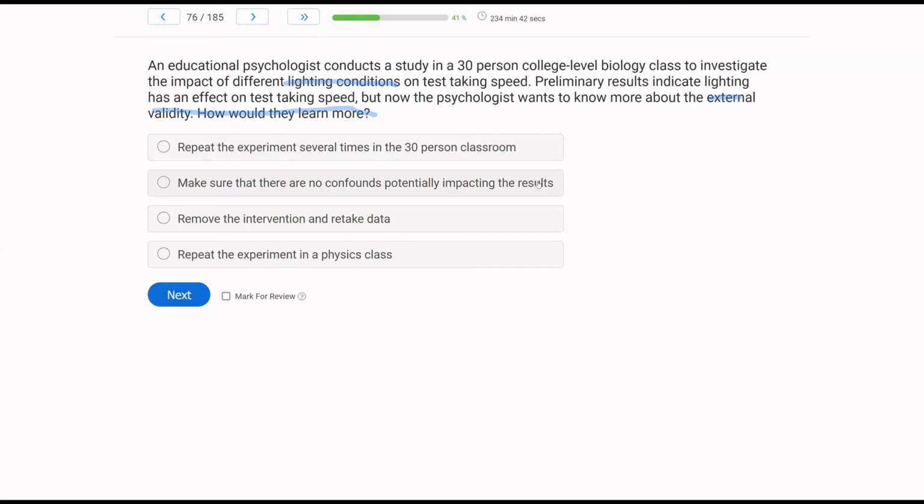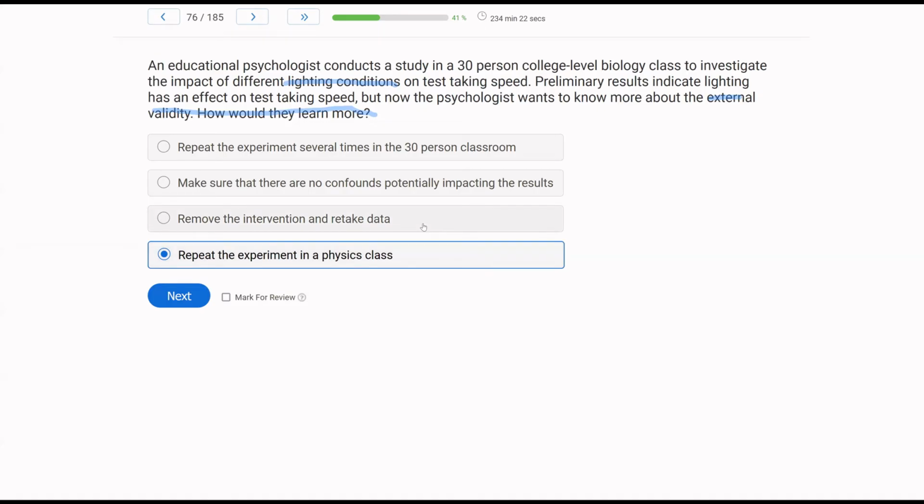B, make sure that there are no confounds potentially impacting the results. Confounds are much more related to internal validity and that functional relationship. C, remove the intervention and retake data. Well, that's just going back to baseline, not proving anything about the intervention. D, repeat the experiment in a physics class. Yeah, this would be our generalization test.